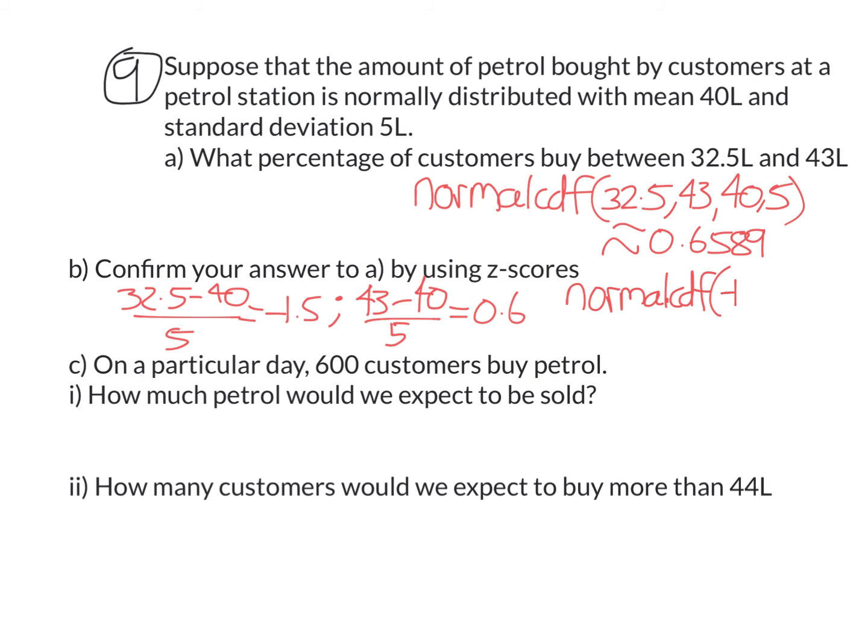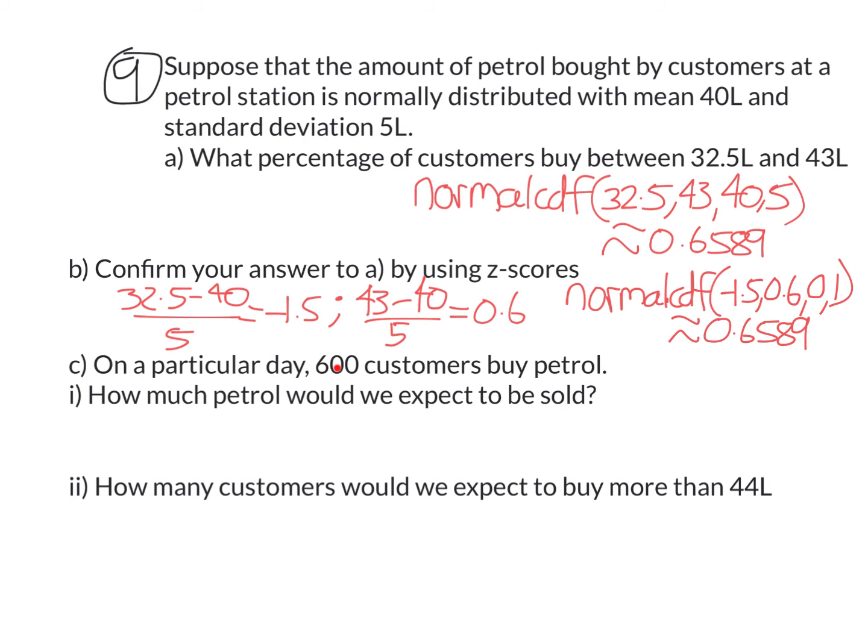So again, we input the lower value up to the higher value. Now, because we're using a z or standard normal distribution, z-scores have a mean of 0 and standard deviation of 1. Turns out we get the same answer. And that's because it doesn't matter what the mean and standard deviation are in any normal distribution. The probability of being within 1.5 standard deviations below the mean and 0.6 standard deviations above the mean is this number here, about 0.66.